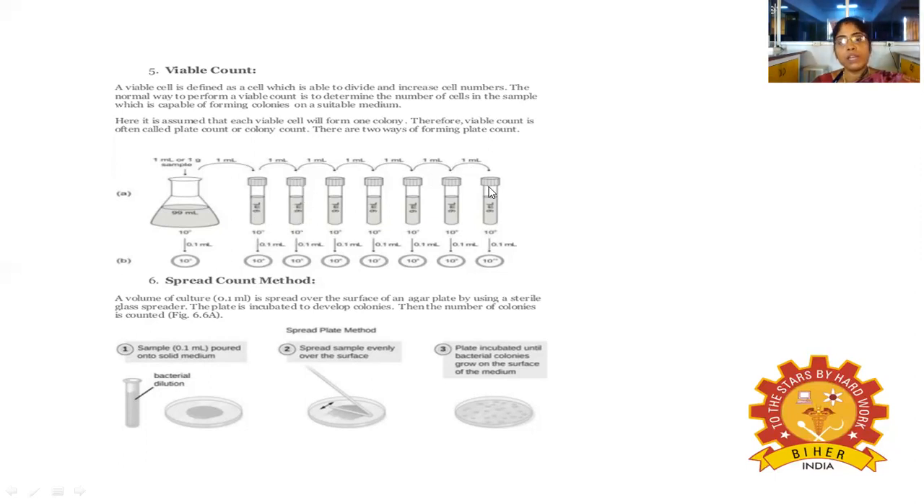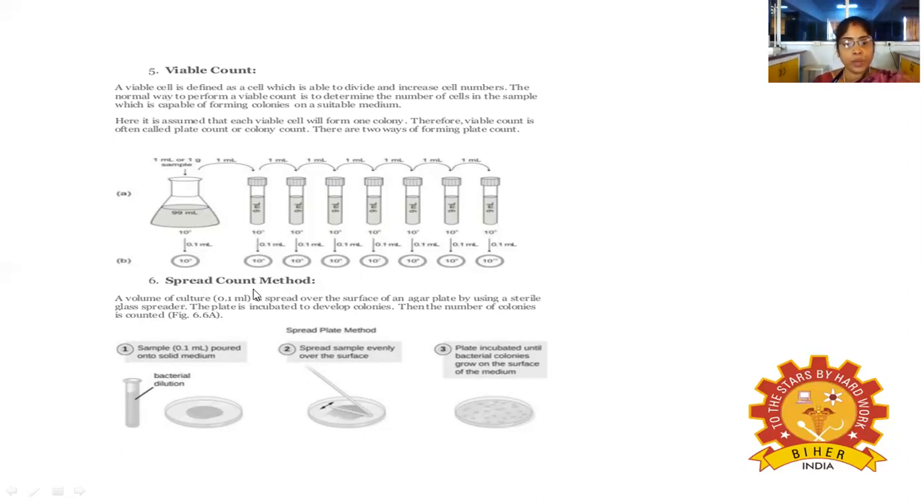Similarly we do this for n number of tubes, so that it gives you only the viable cell count. The non-viable cells will not disturb you in this viable cell count. So it is used to give only the viable cells. It is for screening and isolation of specific microorganisms for the product.